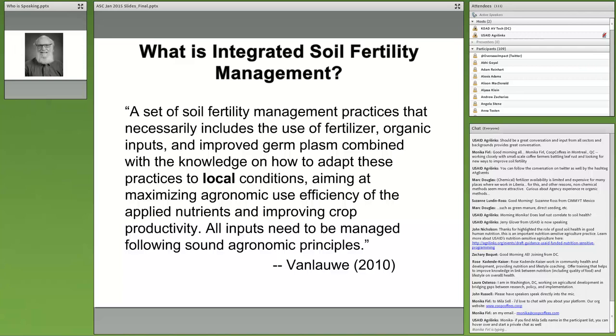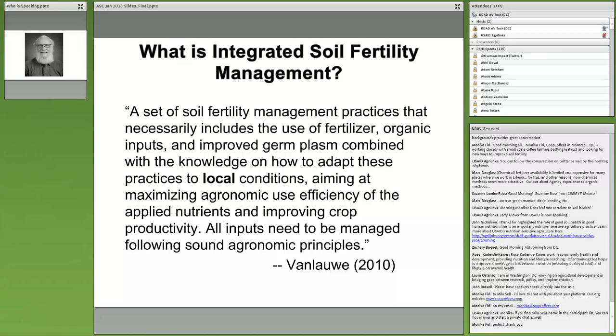There are different parts to this definition that are worth noting. One is the underlining of the significance of local conditions and local context and the need for adaptation. Also, integrated soil fertility management is not a simple technology, it's a complex one. And we'll come back to that complexity thing later. The other part of this definition stresses the scientific nature of the practices.